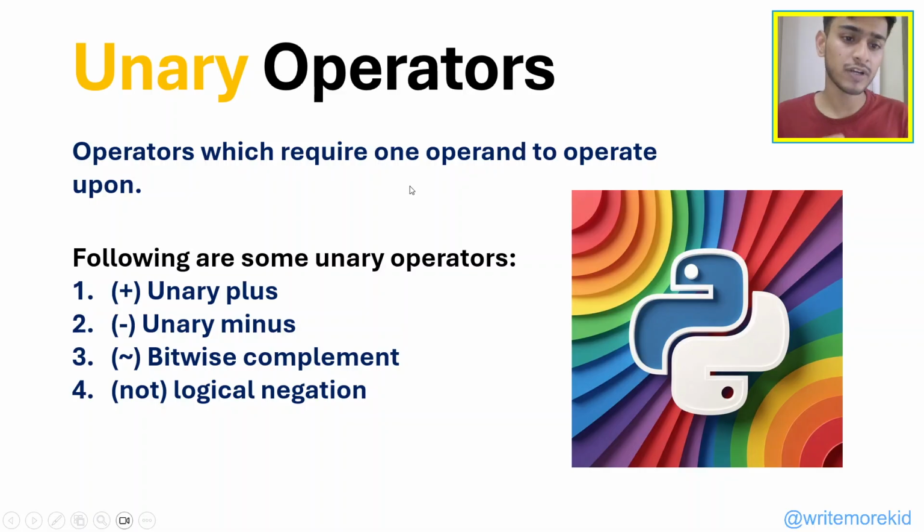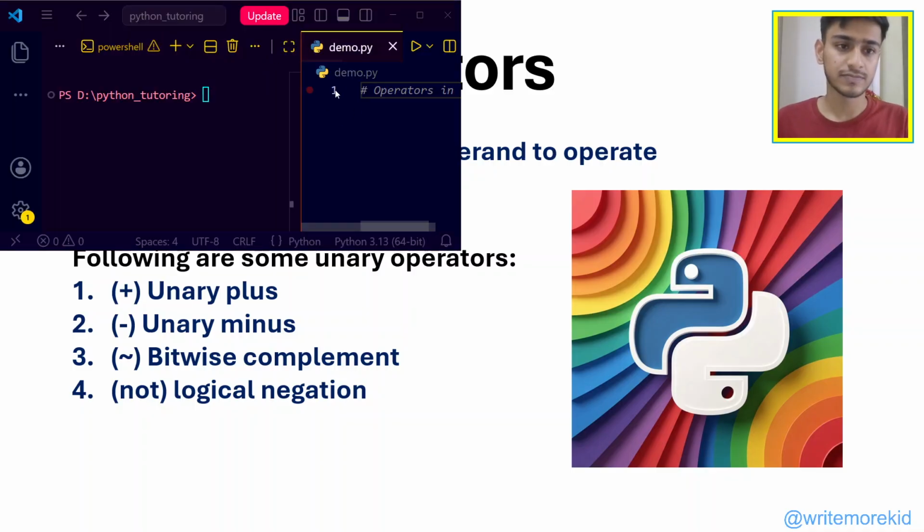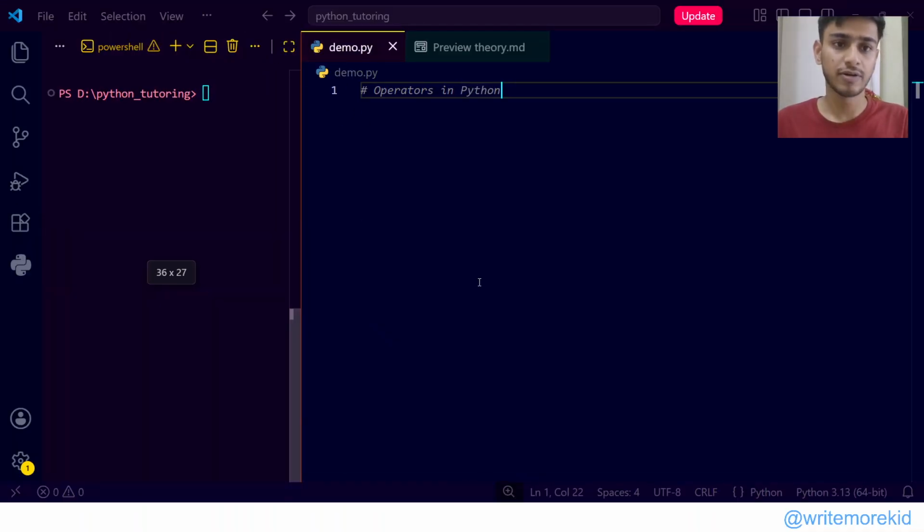Now we have four types of unary operator. One is plus, one is minus, another is bitwise, and the fourth is not. Now, what do these do? Let's have a look. So I have opened my code editor.